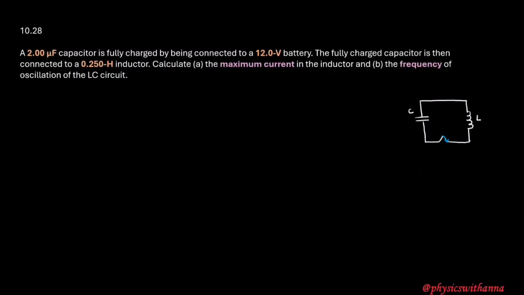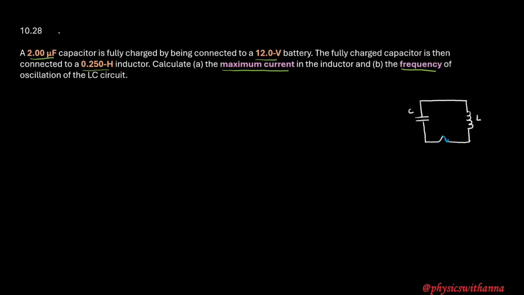Question 10.28. A 2 microfarad capacitor is fully charged by being connected to a 12-volt battery. The fully charged capacitor is then connected to a 0.250 Henry inductor. Calculate the maximum current in the inductor and the frequency of oscillation of the LC circuit.